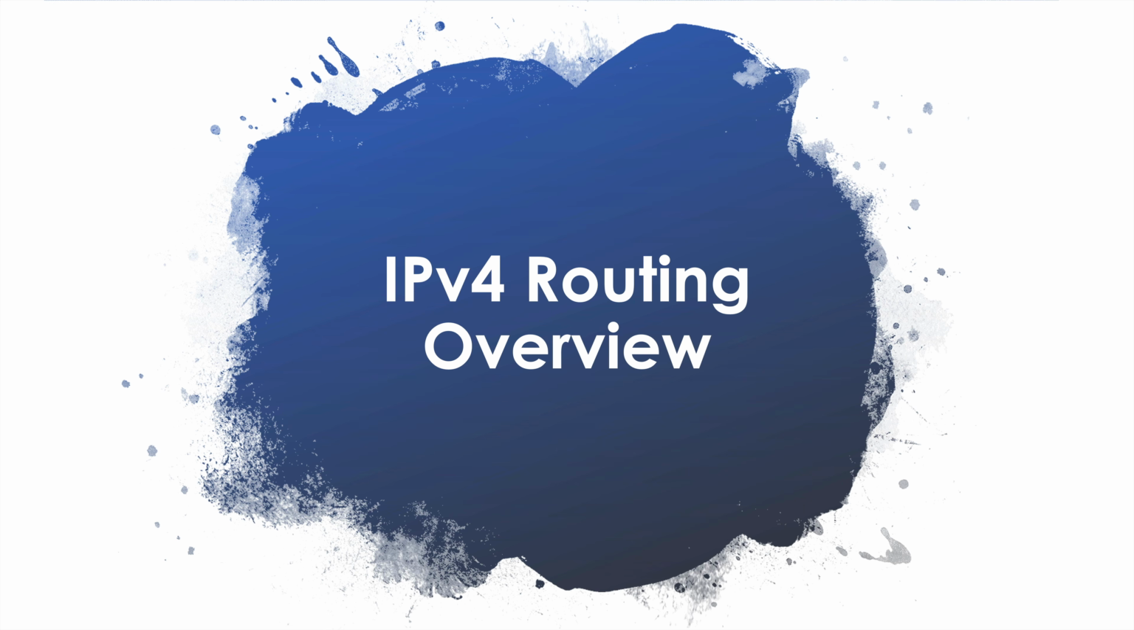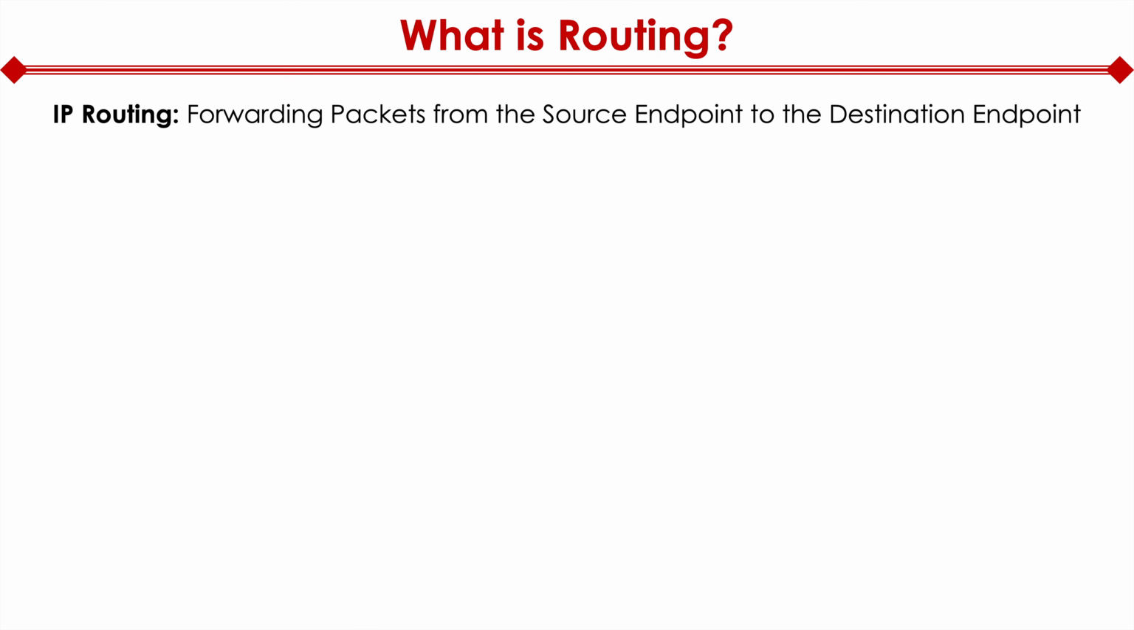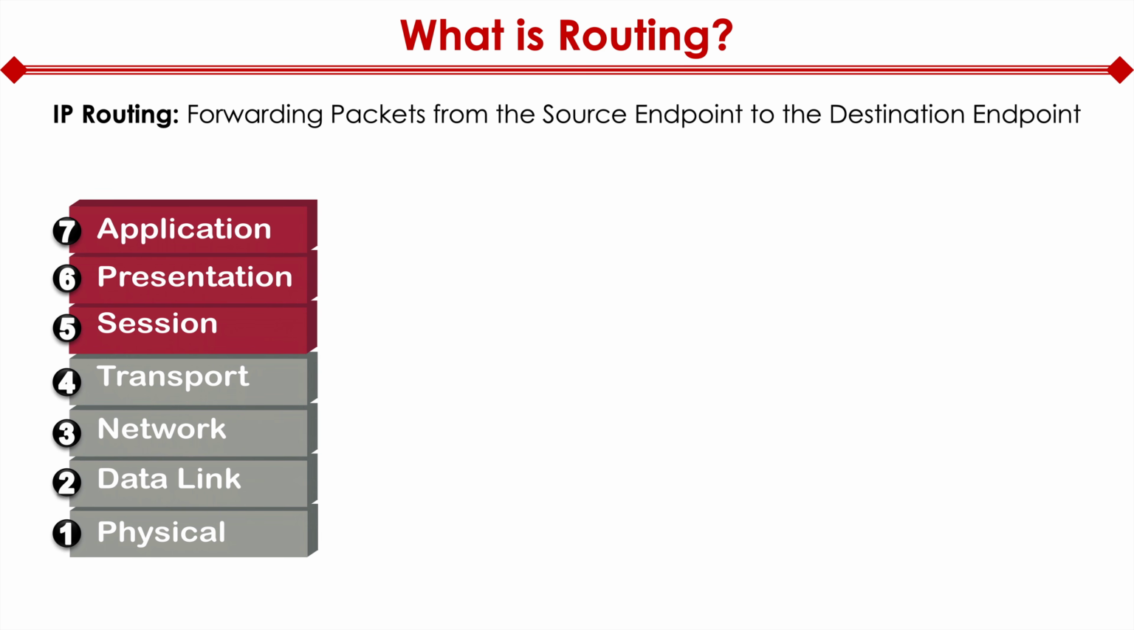First, let's look at IPv4 routing overview. What is routing? At a very high level, routing is about forwarding packets from the source to the destination. If you remember the OSI model, IP addressing lives at layer 3, the network layer. And routing is all about sending packets from one device to another device.